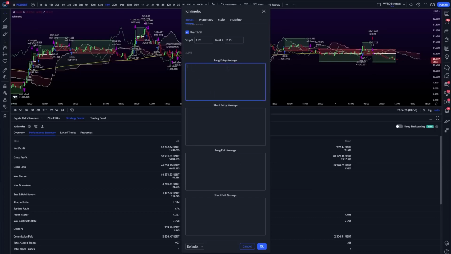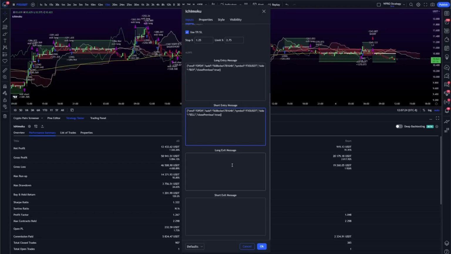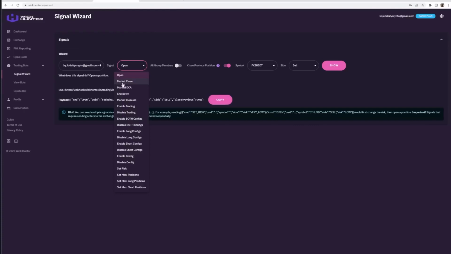So I've got the long entry message, so I'm going to hit paste on that, and I'm going to grab the 3 remaining ones here. So I've got the code to tell the strategy to open a long through Wickhunter, and now I'm going to do that for a short. So there's the second message, and now I've got to get the exit messages for the exit long and exit short. To do that, this is going to be a market close.